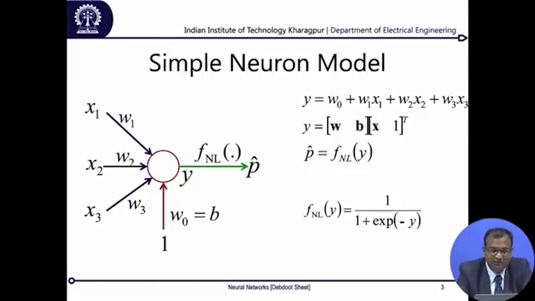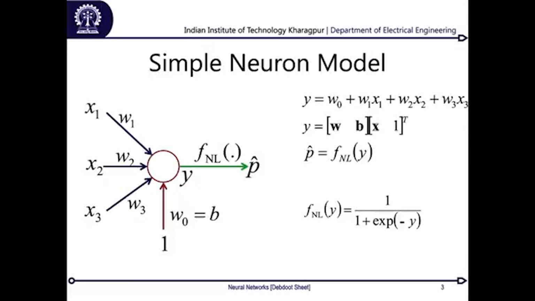Now if the value of y is a quantity which is very much negative, say minus 1000, you get 1 by 1 plus e to the power of minus 1000, which makes it 1 by 1 plus e to the power of 1000, which is a very large number compared to 1. So in that case this nonlinearity f_nl would tend towards a very low number, very close to 0 actually.